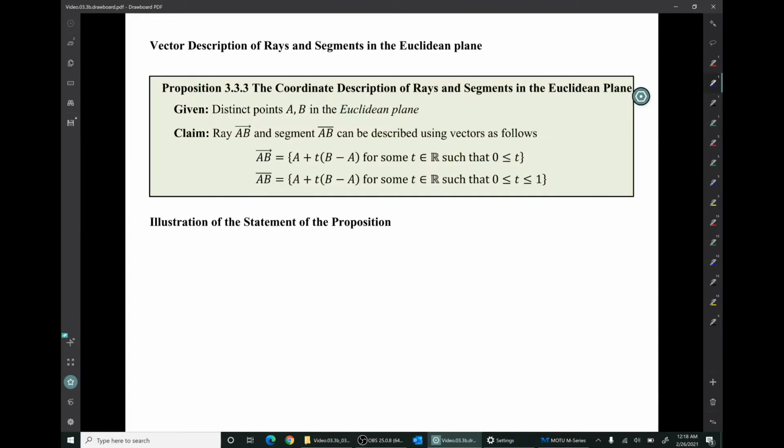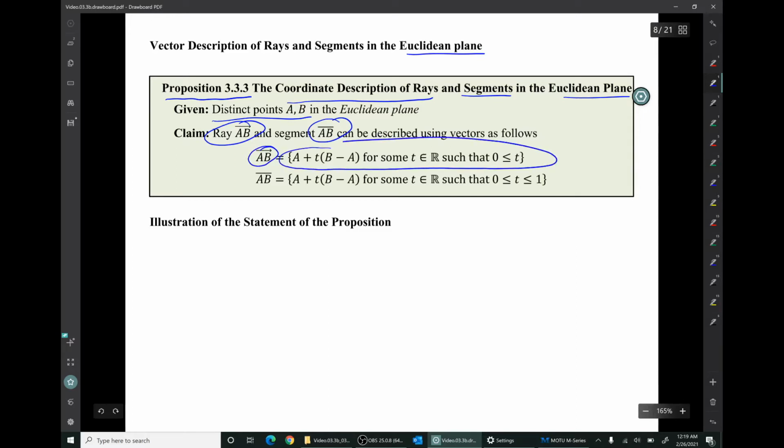Now I want to talk about a vector description of rays and segments in the Euclidean plane. This proposition, 3.3.3, is about the coordinate description of rays and segments in the Euclidean plane. Given distinct points A and B, ray AB and segment AB can be described as follows. Ray AB is this set of points corresponding to this collection of vectors. Point A gets interpreted as a vector and put there and there. Point B gets interpreted as a vector and gets put there.